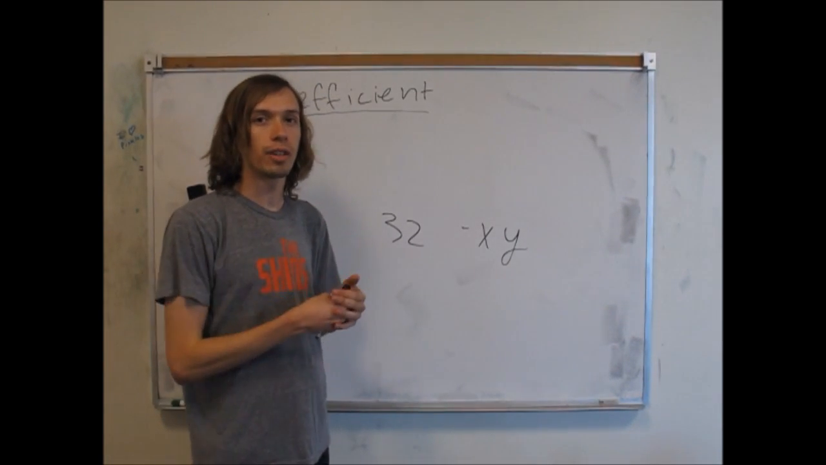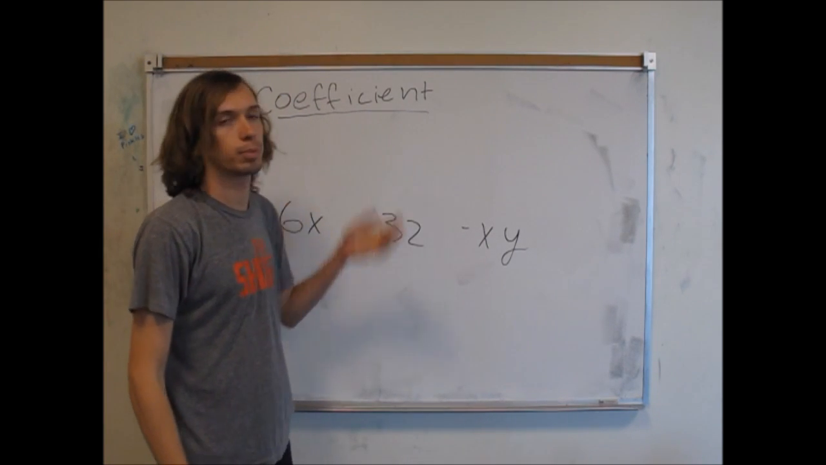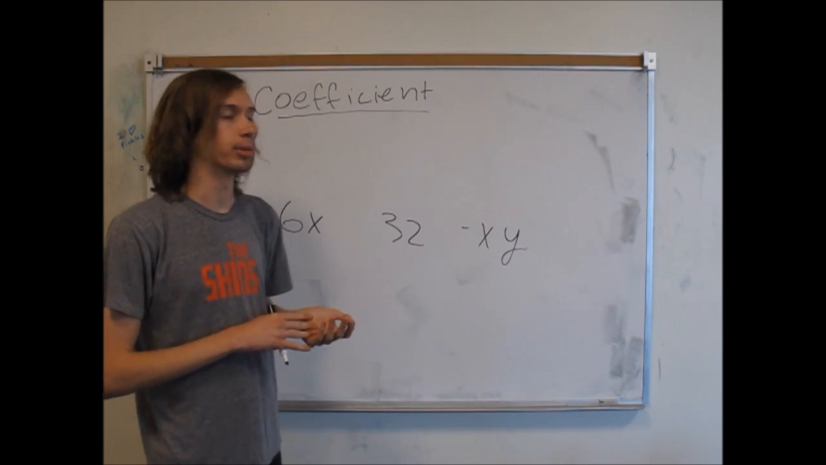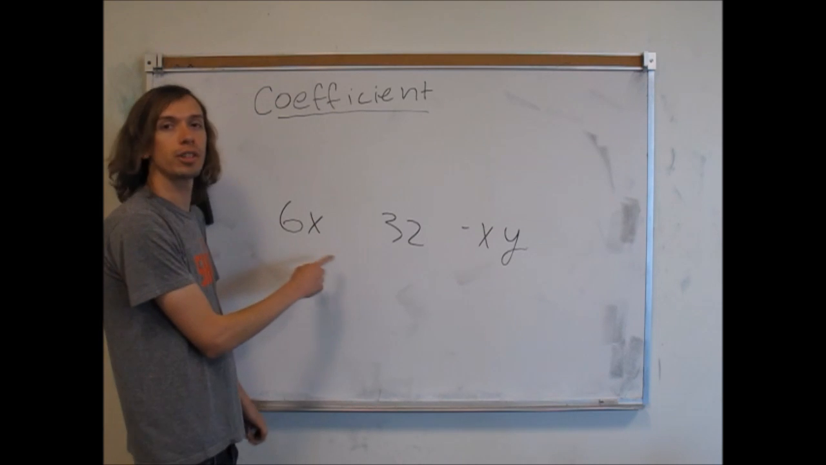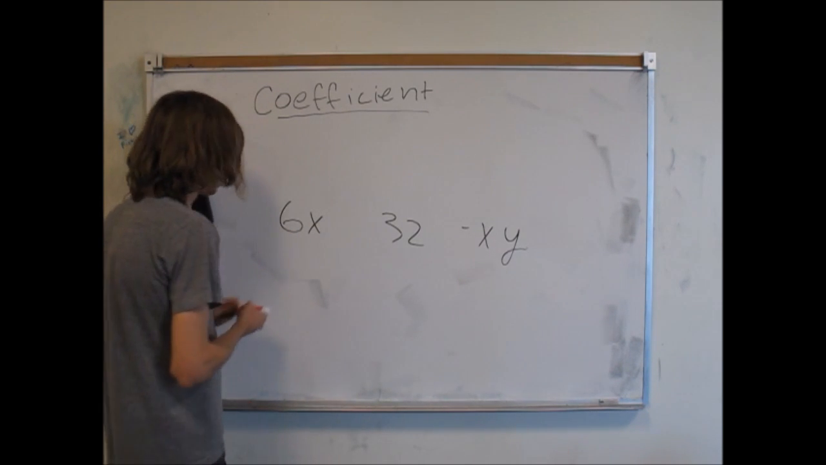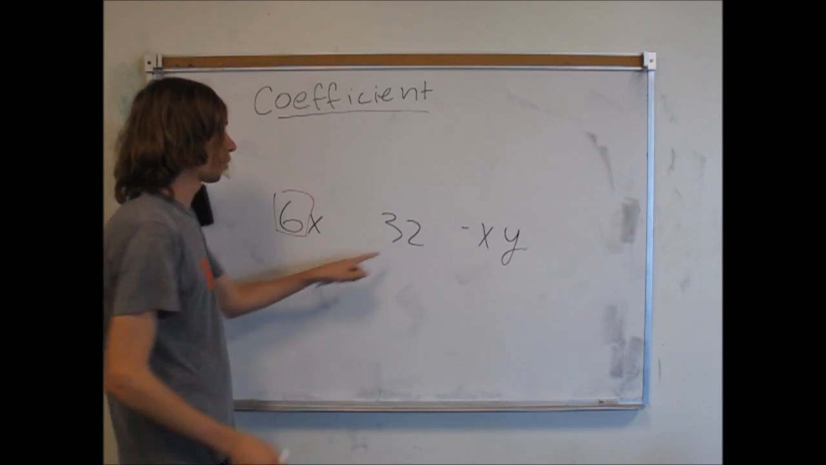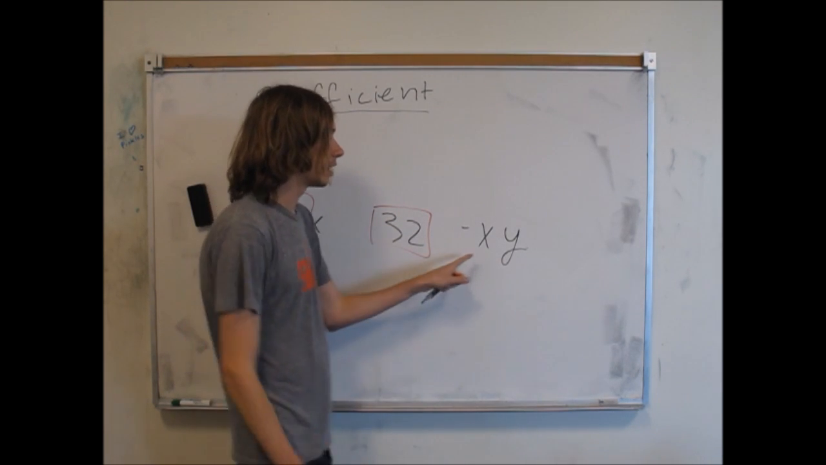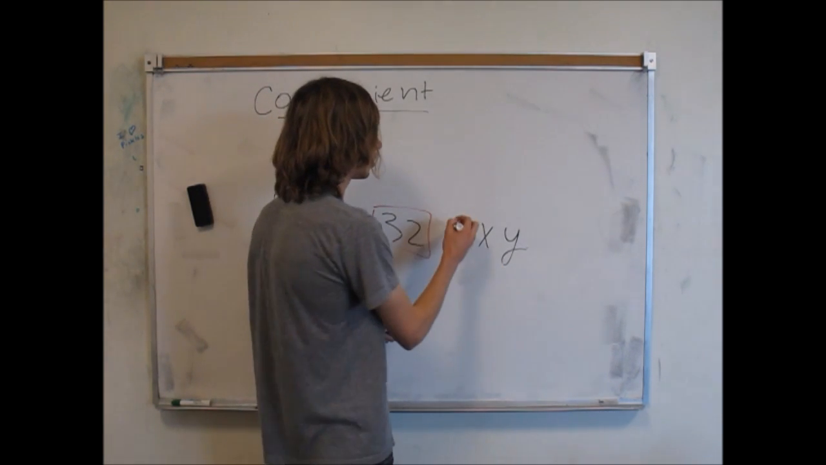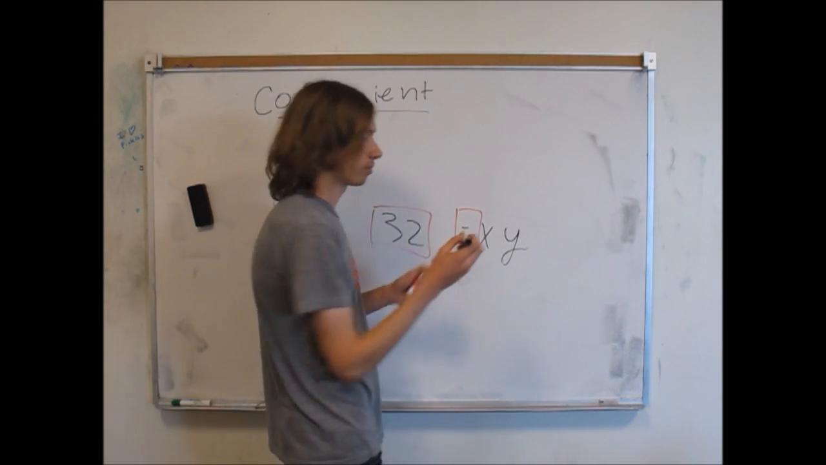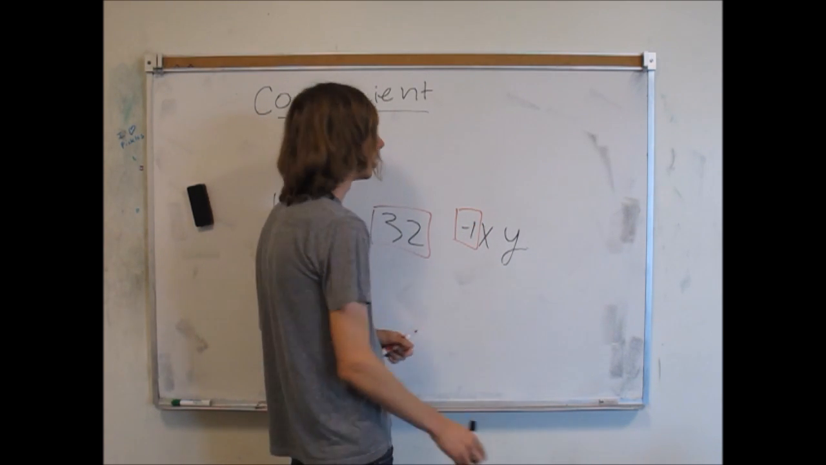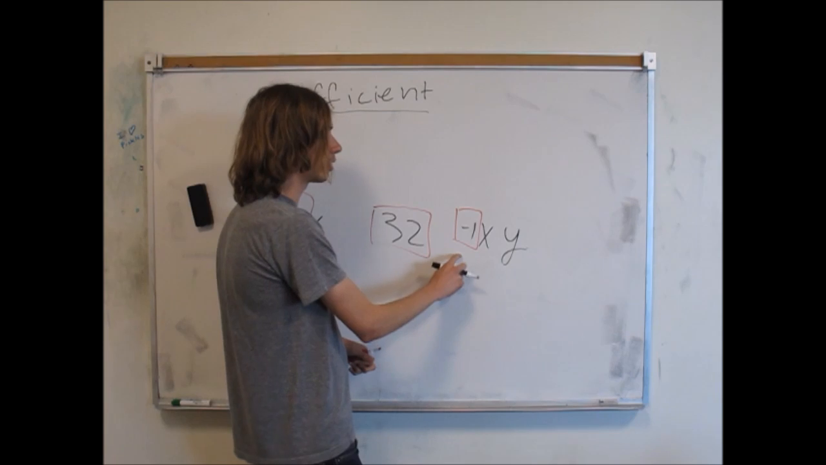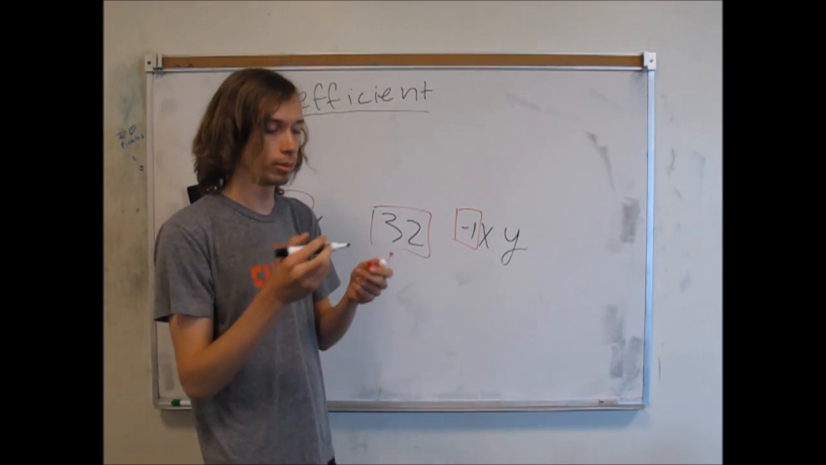Now let's look at the coefficient of a monomial. The coefficient is basically the number being multiplied to the variable. It's basically just the number of your monomial. So for 6x, the coefficient is just 6, right? I'll use a red marker. For 32, the number in this monomial is just 32. And for negative xy, the coefficient is actually the -1, because it's -1 times xy. Even if it just says negative xy, it's the same thing as saying -1 times xy. So the coefficient here is just -1. It's just the number of your monomial.